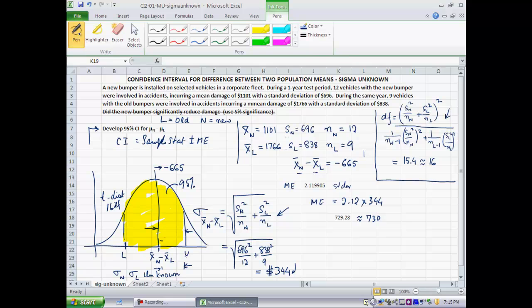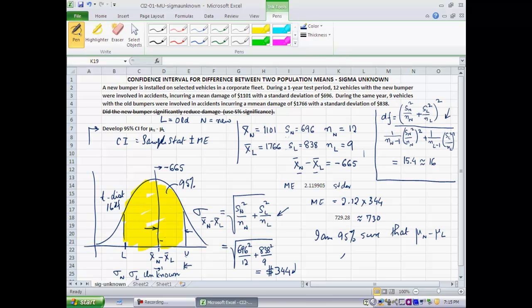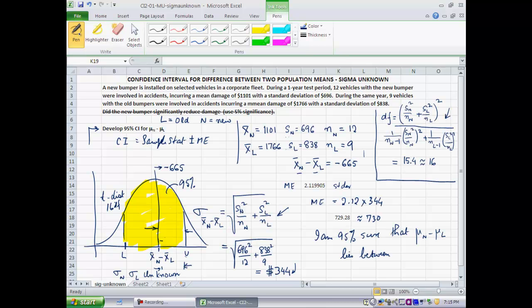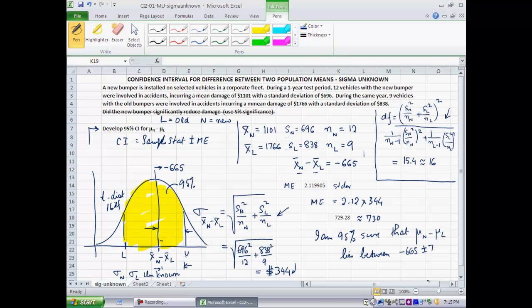So what is my net result for the confidence interval? I am 95% sure that mu n minus mu l lies between the sample statistic, which is minus 665, plus or minus the margin of error.